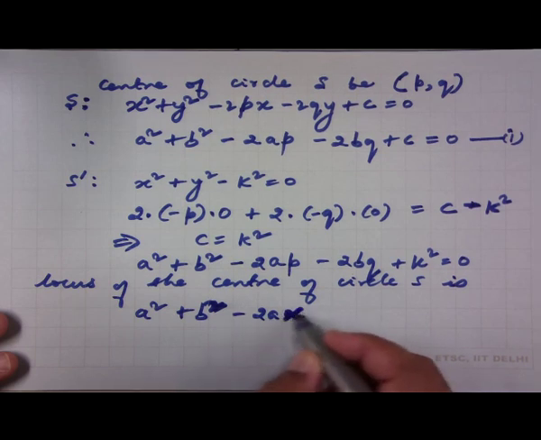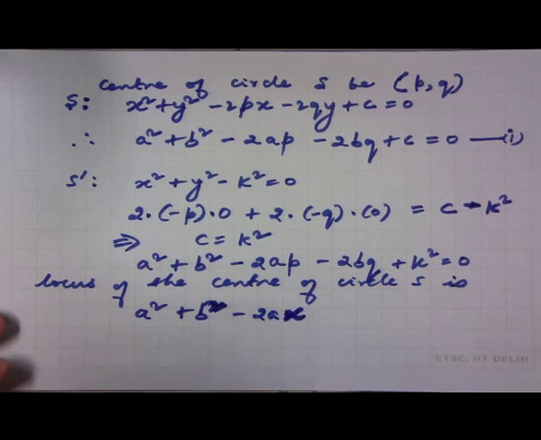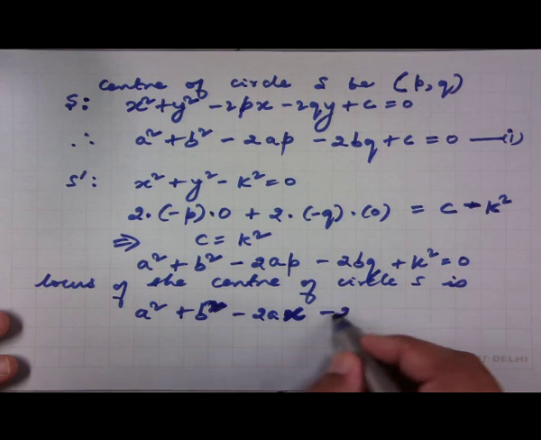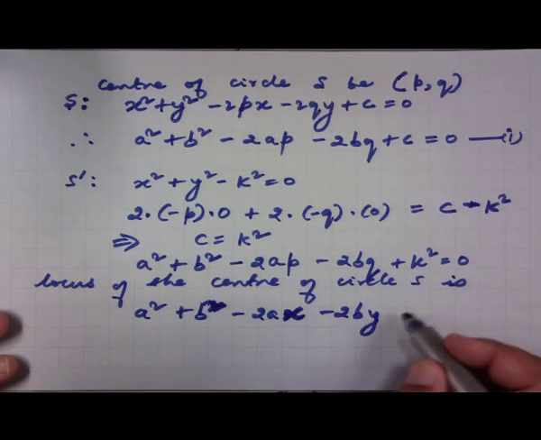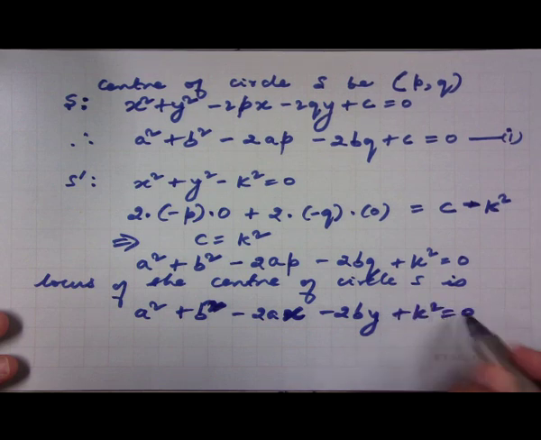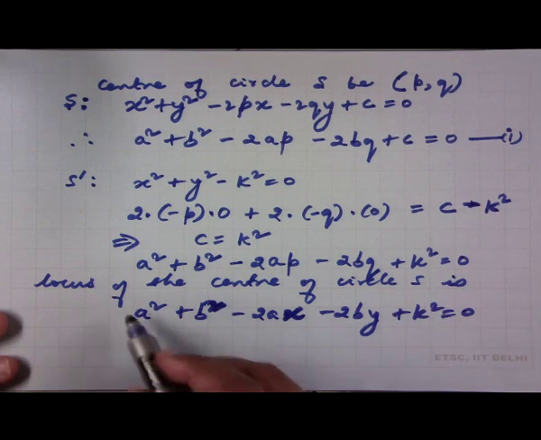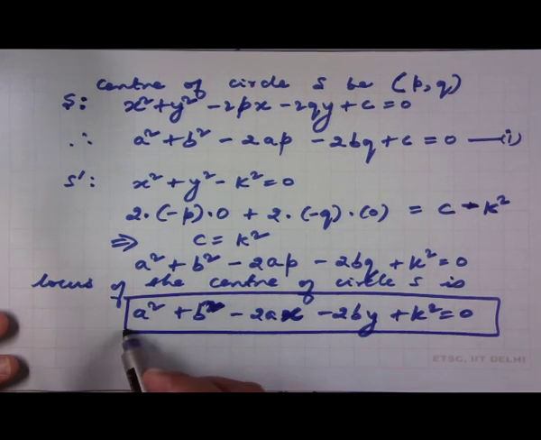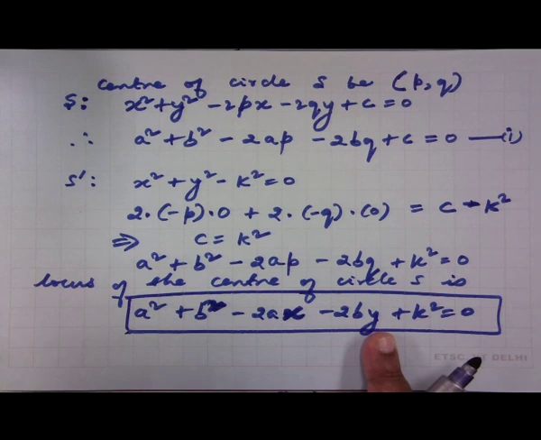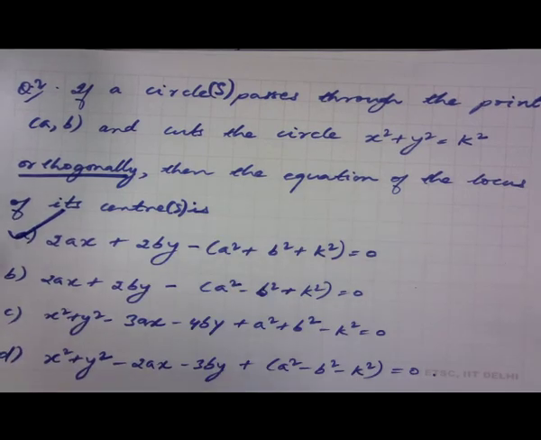So, let that be x minus 2b times the y coordinate of the center plus k square is 0. So, the locus of the center is essentially this equation, which is actually a straight line equation because it is linear in both x and y, and this is nothing but the first option, which is option A.